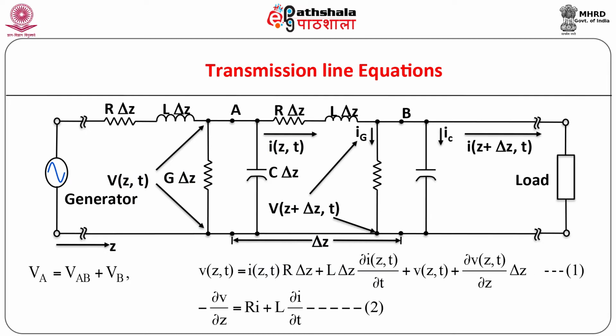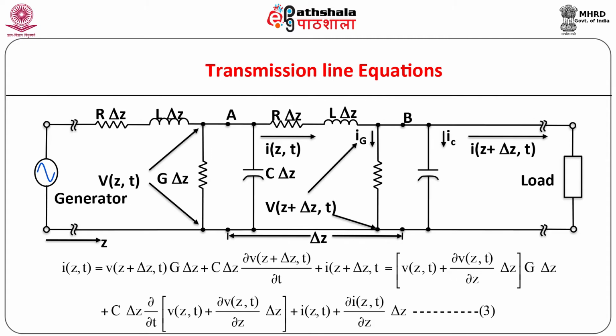As per Kirchhoff's voltage law, we have VA equal to VAB plus VB, which can be written in terms of the quantities as shown, namely V(Z,t) is equal to I(Z,t) into R delta Z plus L into delta Z ∂I by ∂t plus V(Z plus delta Z,t) etc. Let us call this equation number 1. Let I and V be taken to represent I(Z,t) and V(Z,t) respectively. With this understanding, equation number 1 can be written as shown in equation number 2.